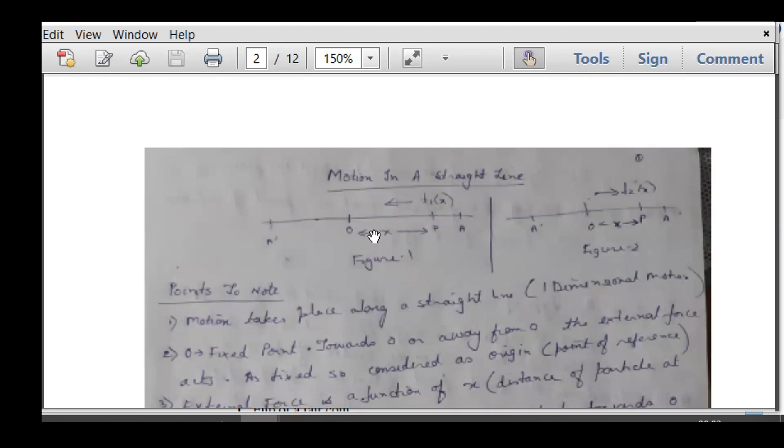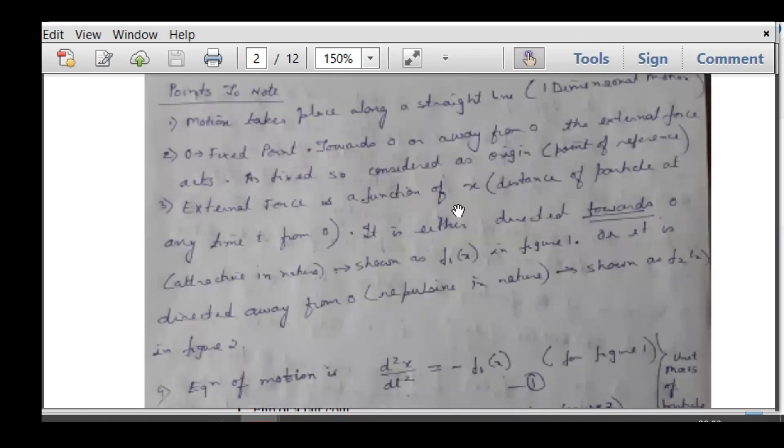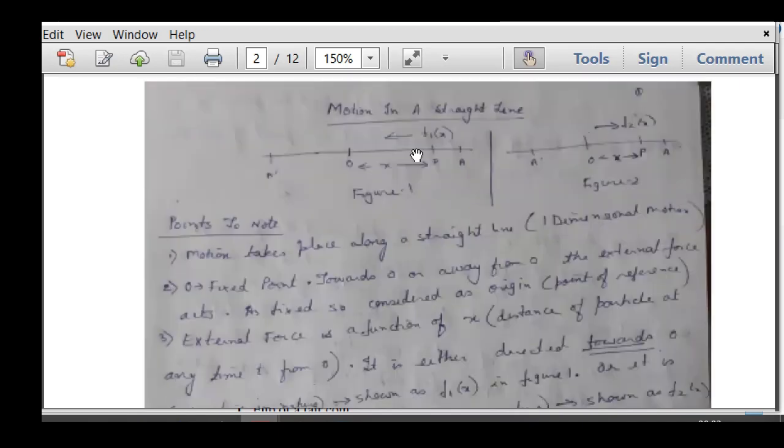Now, what will be the specific form of this f1(x) and f2(x)? It depends on the problem which is given. One type of specific form is given by simple harmonic motion itself, where this f1(x) is just directly proportional to x, that means it is of the form mu x. We will see that in a few moments. So this is the general form, you may say: the external force is a function of x.